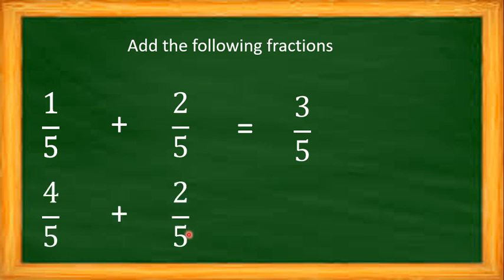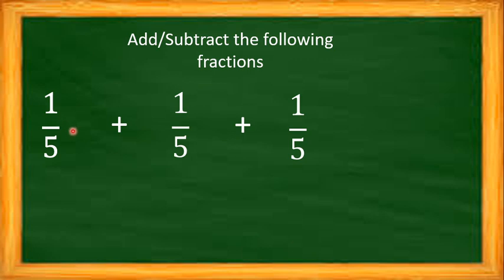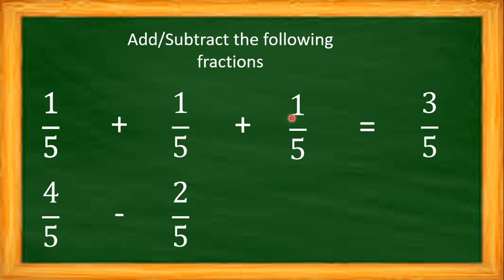4/5 plus 2/5, it is also a similar fraction, so add 4 and 2, we get 6. Then copy their common denominator, that is 5. And we get 6/5. Another, 1/5 plus 1/5 plus 1/5, we get 3/5.